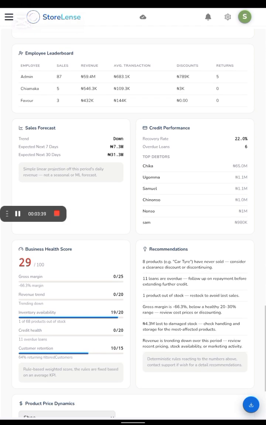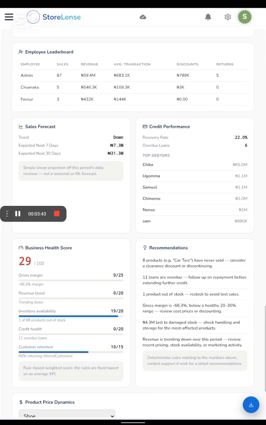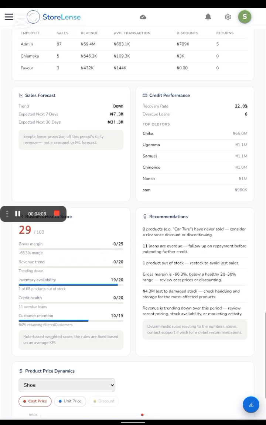Then the business health score. This is where you will know if my business is doing well, and what are those stocks, the inventory availability, how often are my products being restocked, the revenue trend, the customer retention, how often do my customers come back to buy from me. Here is where you will see it under this business health score.